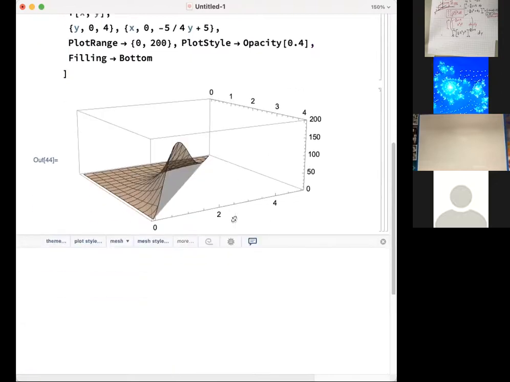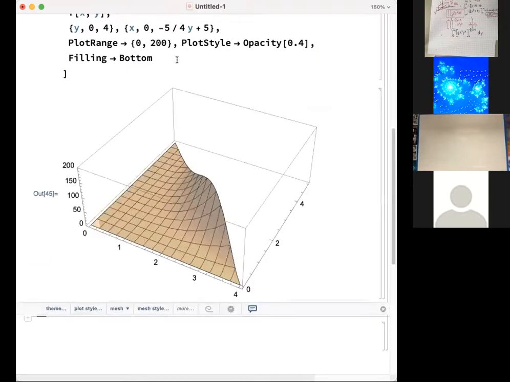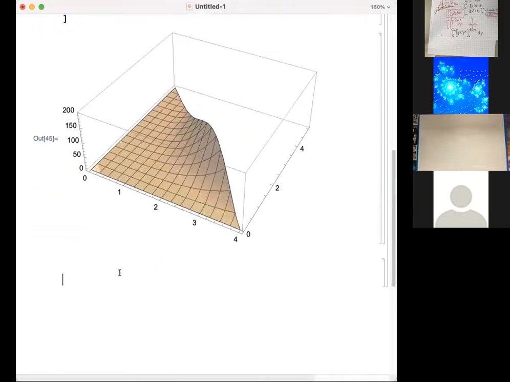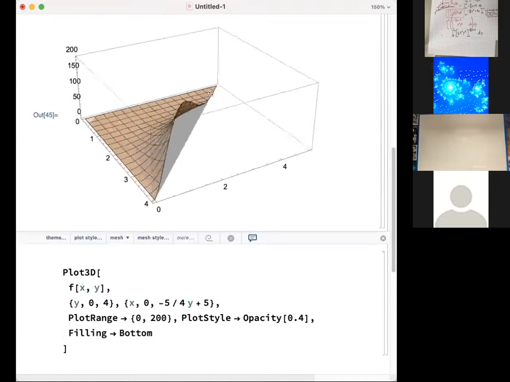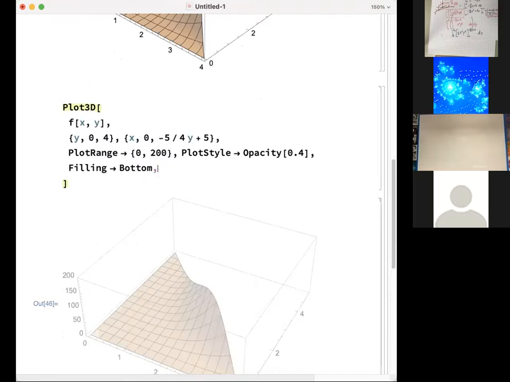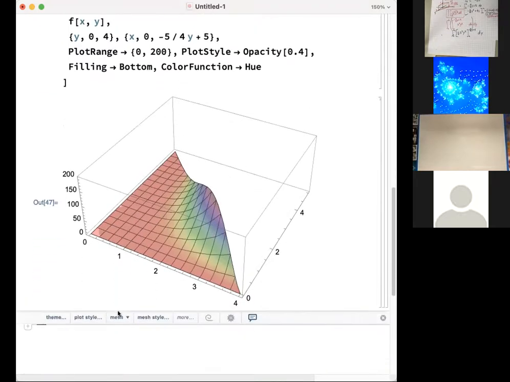So here, I want to pose a question to you. Let me see how I want to rewrite this. Did I just calculate the volume of this funny mountain? Or did I just calculate, let's add a color function, and let's say color function hue. Or did I just calculate the density of my Christmas cookie, the mass of my Christmas cookie?